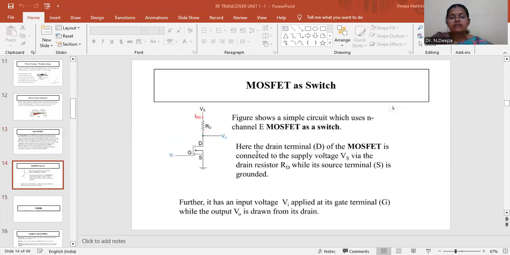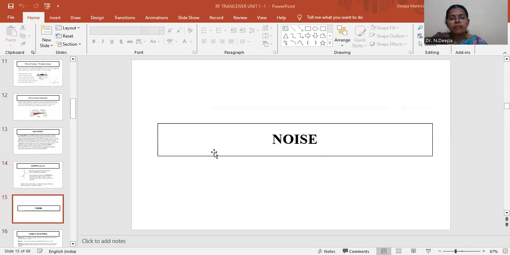Another important function of the MOSFET is that it can be used as a switch. This is a circuit for the switch operation in MOSFET. Here the drain terminal of the MOSFET is connected to the supply voltage through the drain resistor RD, and the source is grounded. Further, the input voltage Vi is applied to the gate terminal while the output V0 is drawn from the drain.